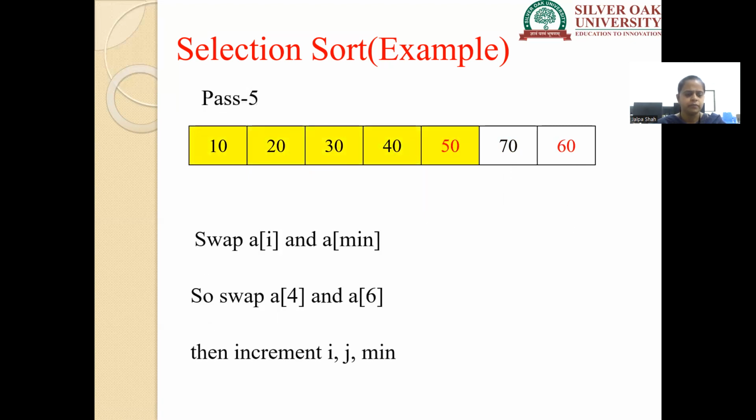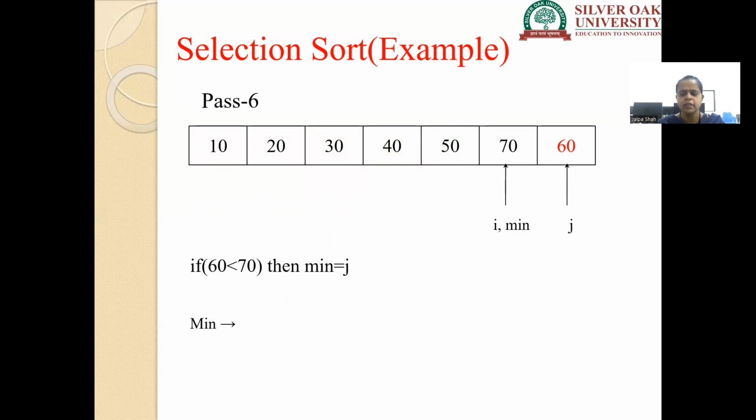Now we have to swap a of I and a of min. So we need to swap the elements of a of 4 and a of 6. So 50 and 60 will be swapped. So we can see that 50 has occupied its position. After this, we have to increment the value of I, j and min. Now, the output of pass 5 will go as input to pass 6, that is 10, 20, 30, 40, 50, 70, 60.